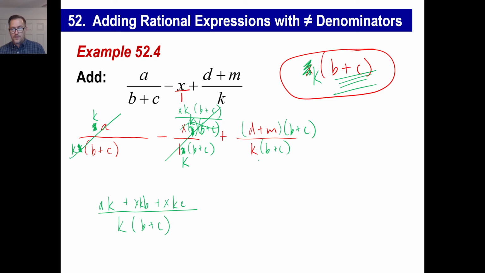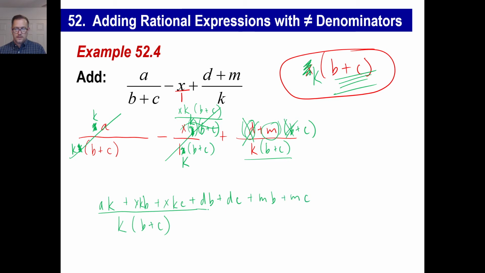Third one, I've got my k times b plus c. This time I'm going to have to do that distributive property where you do one at a time. So let's just do d first. d times b, db. d times c, dc. Done with the d. Now I'm going to do m. m times b is mb. Then m times c is mc.